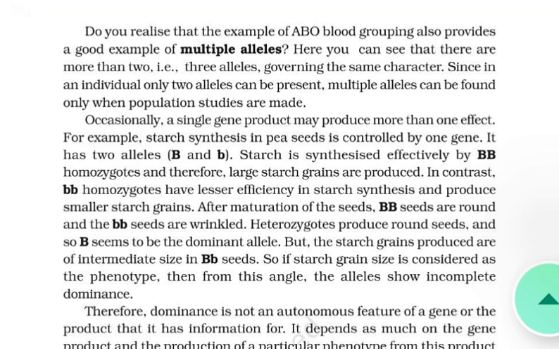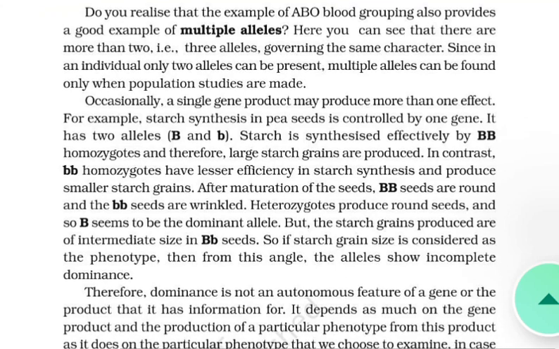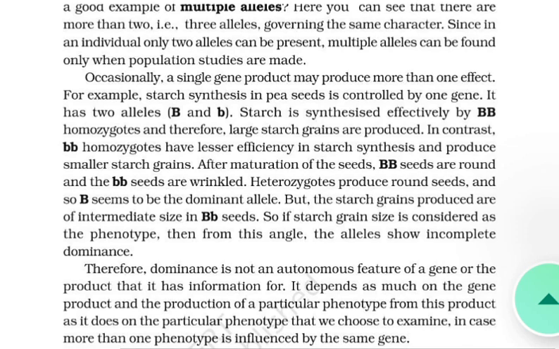Do you realize that the example of ABO blood grouping also provides a good example of multiple alleles. Here you can see that there are more than two, that is 3 alleles governing the same character, since in an individual only 2 alleles can be present.